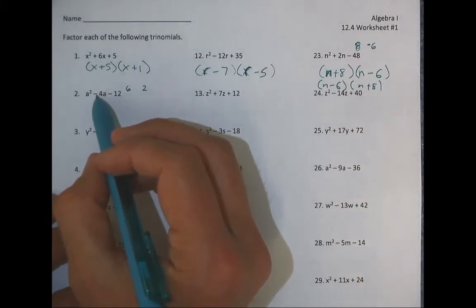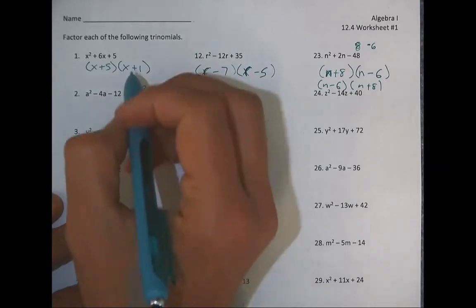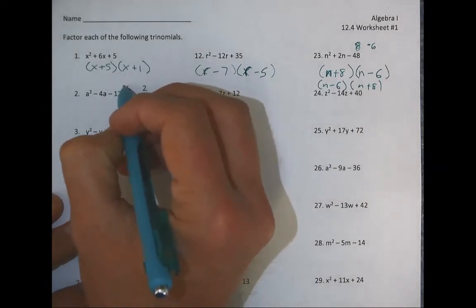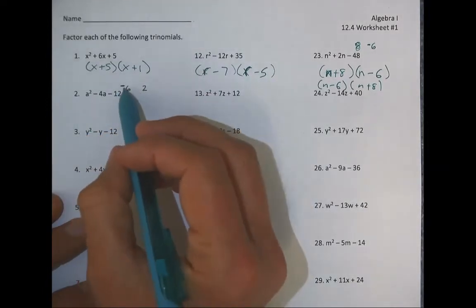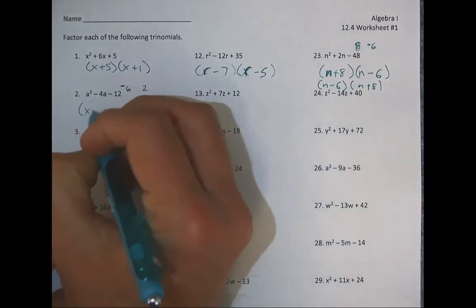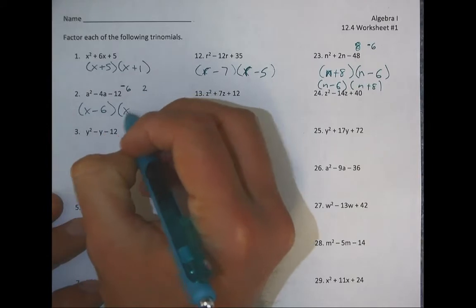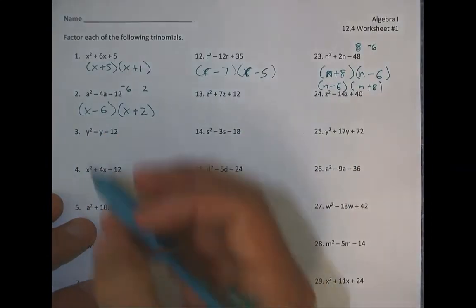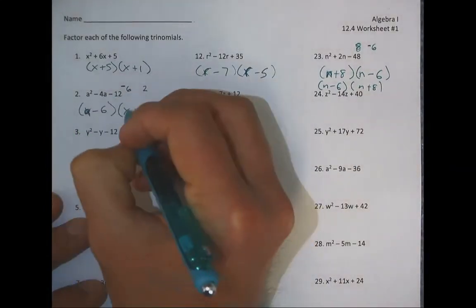So when you look at this and you see it's negative, that means you had more negatives to start with. So out of the two numbers, put the negative on the bigger one. Negative 6 plus 2 is negative 4. When you multiply, you get negative 12. So x minus 6, x plus 2.